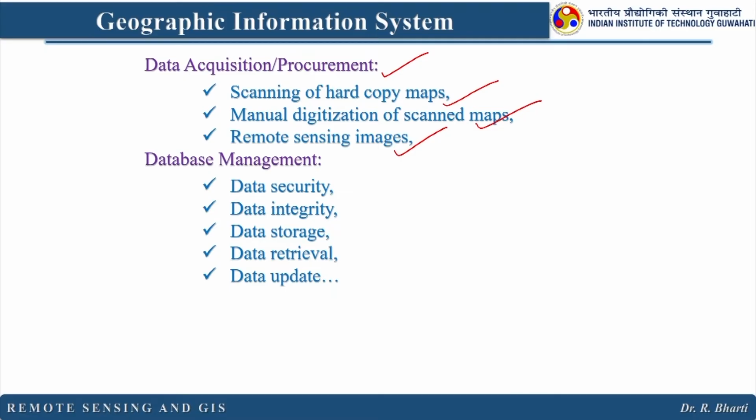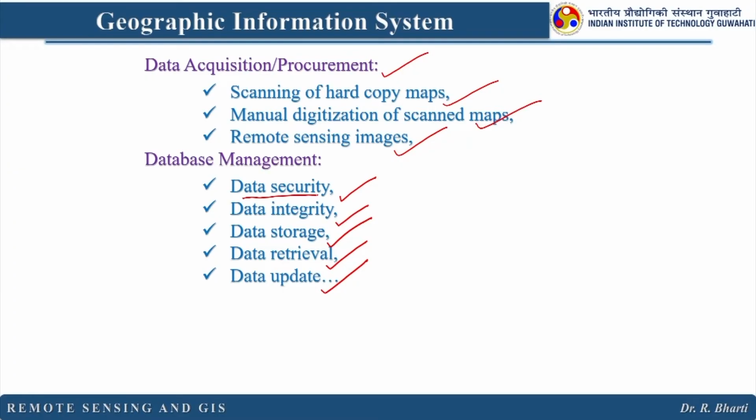Then in GIS we also take care of database management. So in database management you have data security, data integrity, data storage, data retrieval, data update. So once you have made a database for, let us say, the water quality of Delhi, what kind of water people are drinking in Delhi, and you have done an extensive survey in 2019 and made a very good database. After 5 years, will it be the same? No. It will either improve or get worse, right? So in that case, you need to keep updating this database if you want to really represent this area's characteristics.